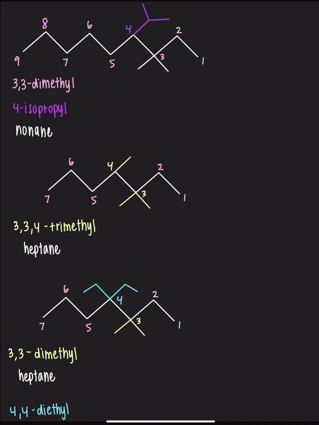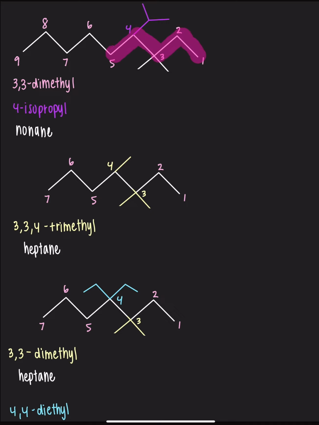And then what you have to do is see what would give the lowest number. So I can't go 1, 2, 3, 4, 5, 6. Oh, my substituent will be on 6. Versus if I go on this side, 1, 2, 3. Oh, my substituents would be on 3. That's what I'm trying to say. So if this is the longest chain, 1, 2, 3, 4, 5, 6, 7, 8, 9.